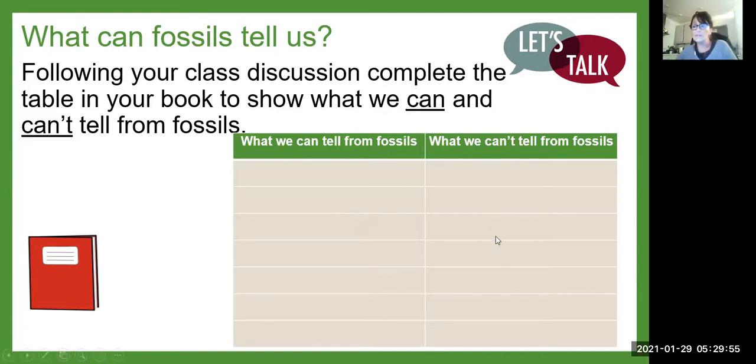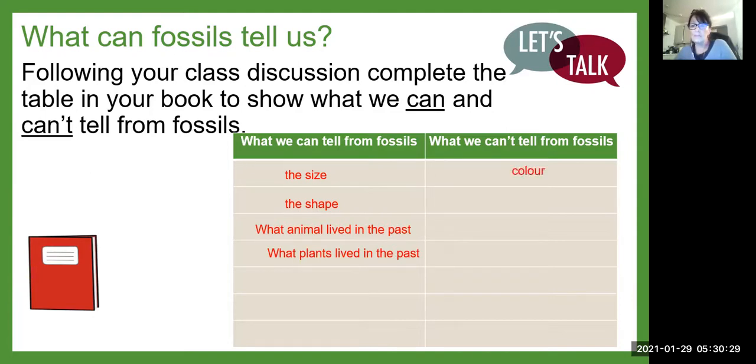So you've got 2 columns in your table. First one is what we can find out from fossils, and what fossils don't tell us. Okay, so let's start. So fossils can tell us the size of the dead organism. It can tell us the shape. It can tell us which animal it is and where it lived in the time scale in the past, what plants lived in the past.